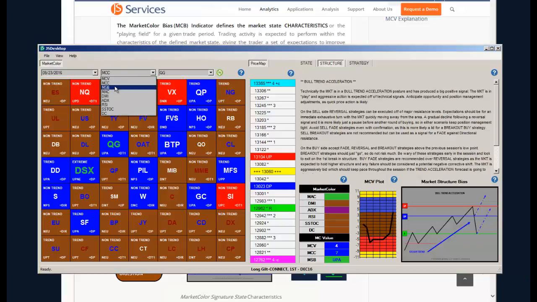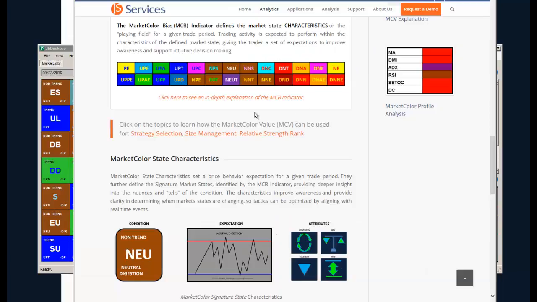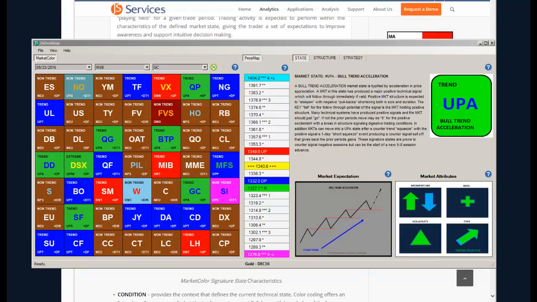The day-to-day shifts in the MC value create a market color bias, which defines the unique signature states, of which there are 26, each with its own unique characteristics, conditions, expectations, and attributes. These market state characteristics are highlighted in the State tab on the JS desktop. The condition is defined in the commentary, identifying what makes this market state true.